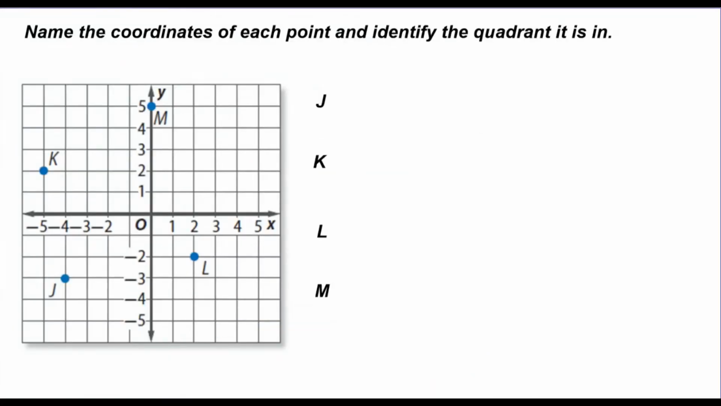So let's take a look at some ordered pairs here, and let's name the coordinates of each point and identify the quadrant it is in. Just for easy reference, so we don't have to flip back to the other screen, this is quadrant 1, this is quadrant 2, this is quadrant 3, and this is quadrant 4. So J is right here, and the coordinates of J would be -4, 4 to the left, and 3 down. So -4, -3, and that puts us in quadrant 3.